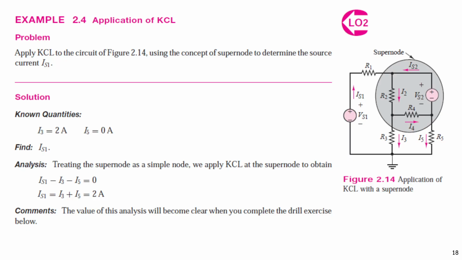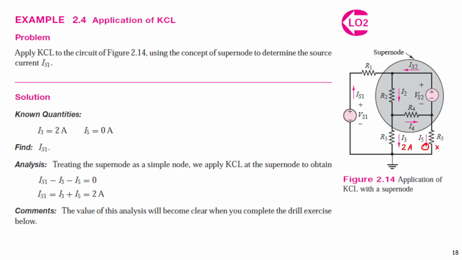Or we can use KCL on the supernode as well. With this circuit, we know I3 is 2 amperes, right? I3 is 2 amperes. And I5 is 0, so no current flows here.